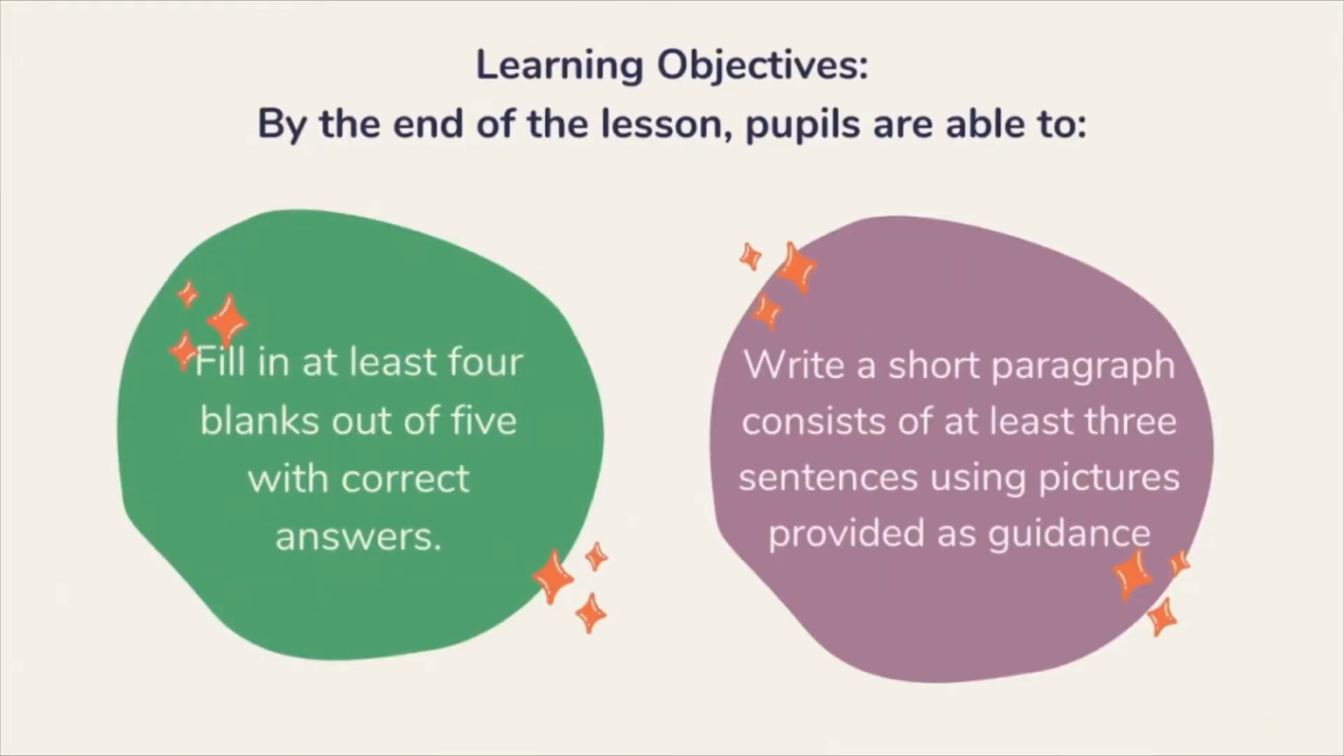Before we move on with today's lesson, let's look at our learning objectives for today's lesson. By the end of the lesson, pupils are able to fill in at least 4 blanks out of 5 with correct answers, and pupils are also able to write a short paragraph consisting of at least 3 sentences using pictures provided as guidance.